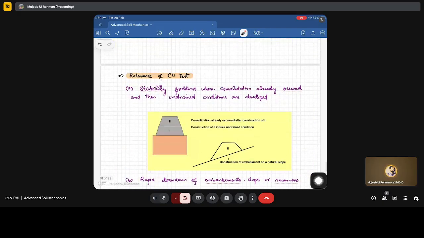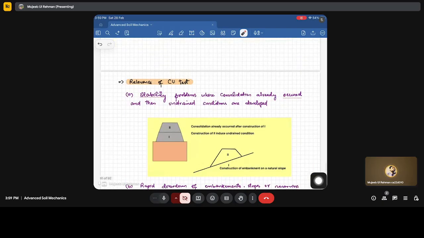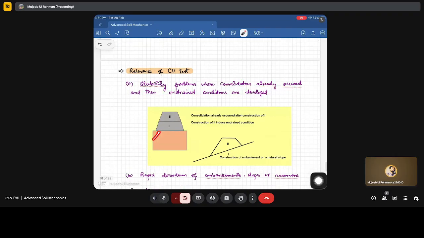Now, the relevance of the CU test: stability problems where consolidation has already occurred and undrained conditions develop. For example, we have constructed this initially, then due to the construction of stage one there will be generation of pore water pressure. Once this construction is over, we start the construction of the second phase. So this will again cause undrained conditions, fine, because the consolidation already occurred after the construction of stage one.